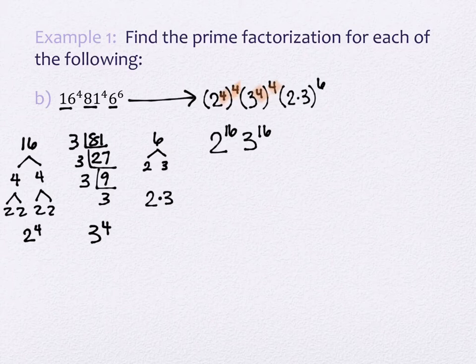Do you remember what property applies? What's that? Yeah. The 6 can apply to each of the terms individually. It can be distributed. So this is 2 to the 6th and 3 to the 6th.